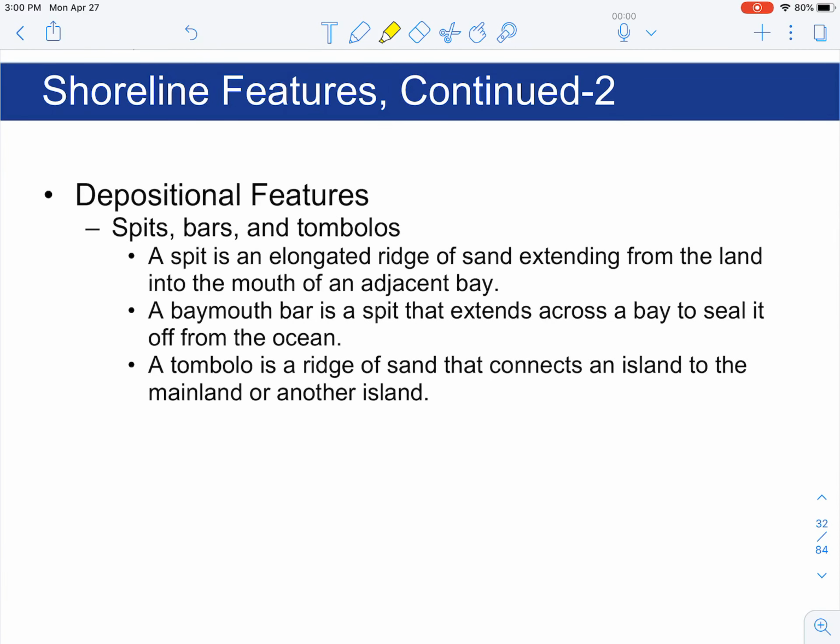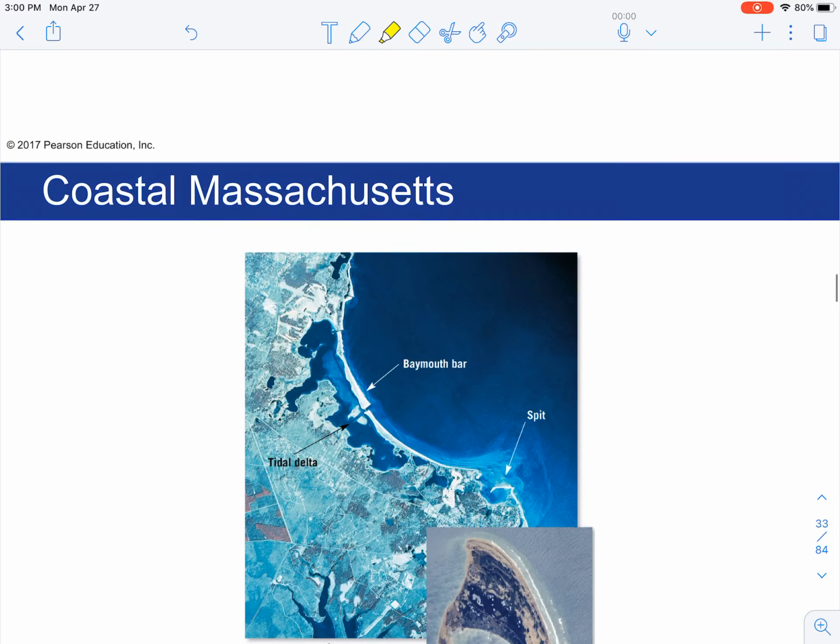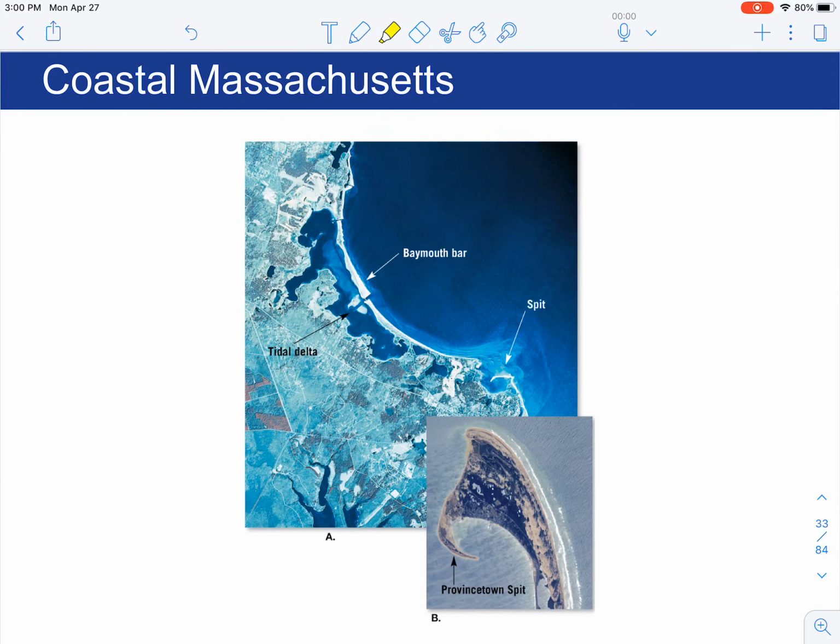Then you can also get depositional features, because whatever is eroding, that sediment is being carried somewhere and then eventually deposited. Some of the depositional features that we see include spits, sandbars, peninsulas, or baymouth bars. So these are interesting little features. Here's an example of a baymouth bar in Massachusetts.